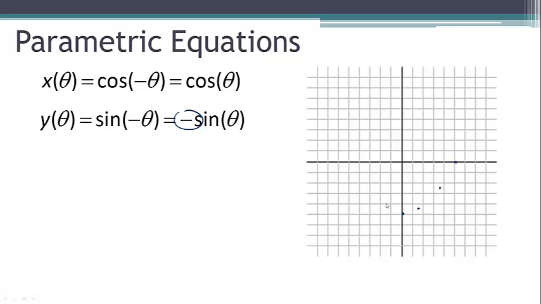So ultimately, this will give us the same visual result, but again, thinking of the parameter as the time, an object following this path will be going in the opposite direction. So this gives us another additional piece of information that we can get from parametric equations that we didn't get from rectangular ones. We can also see the direction that an object is moving along the path.